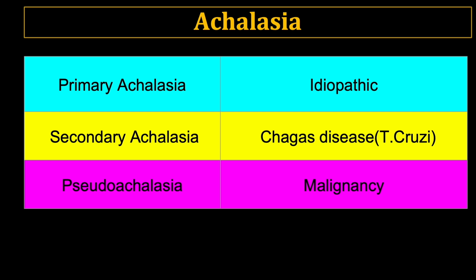Three different terminologies we may encounter in relation with achalasia. One is primary achalasia, the most common variety. There is idiopathic degeneration of the ganglion cells in the myenteric plexus. In secondary achalasia, there is a secondary cause for degeneration of the ganglion cells in the myenteric plexus. The cause is Trypanosoma cruzi infection in Chagas disease. There is another terminology known as pseudoachalasia, seen in the setting of malignancy. The malignancy can mimic achalasia, causing dilatation of the esophageal lumen and tapering at the level of the gastroesophageal junction.